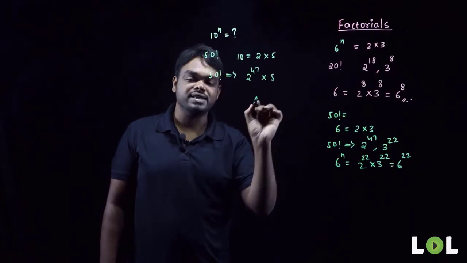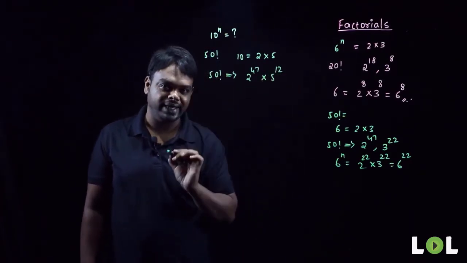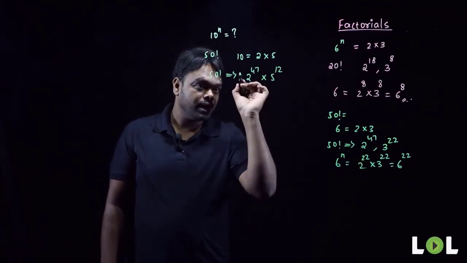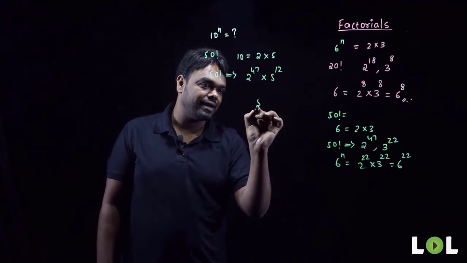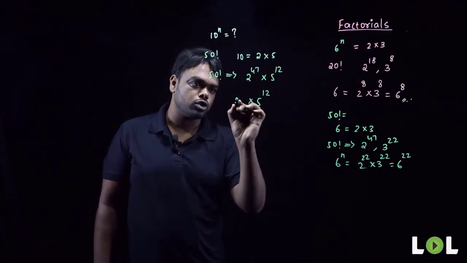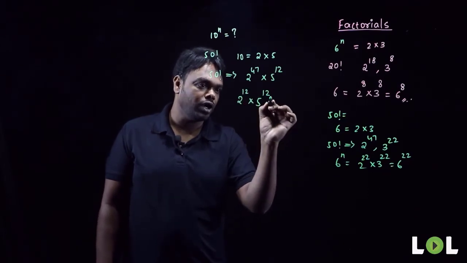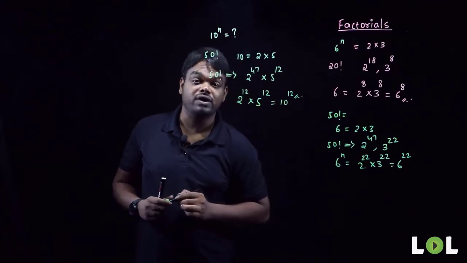How many 5's are there? 10 and 2, that is 12 5s are there, which we have already calculated earlier. Now, these are our grooms, these are our brides, and this is the marriage. How many we can take? Brides are only 12. Now, grooms are 47. Do we use all of them? No, we use only 12 grooms. So, this should give us 10 power 12. So, the highest power of 10 in 50 factorial is 12.